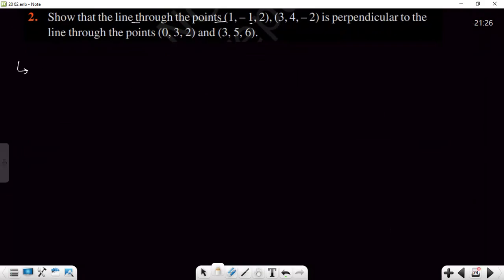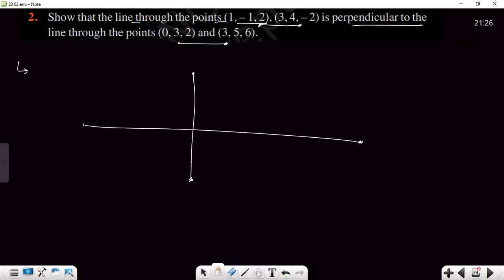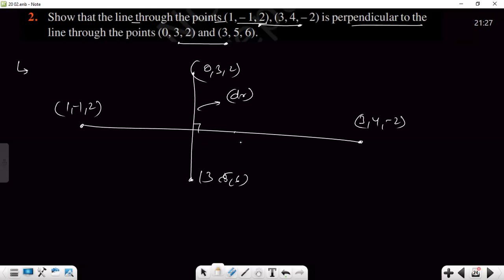Show that the line through the points 1, minus 1, 2 and 3, 4, minus 2 is perpendicular to the line through the points 0, 3, 2 and 3, 5, 6. So we know if these two lines are perpendicular, then if we find out the DRs, the sum of the products of the DRs will be 0.